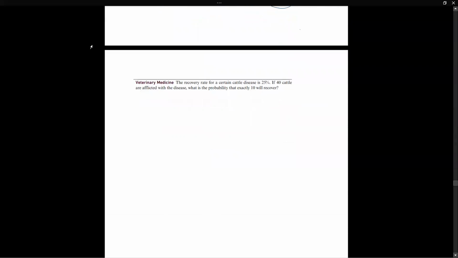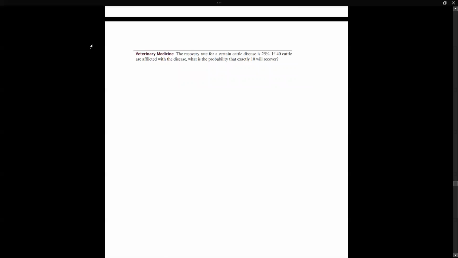Let's do one more here. The recovery rate for a certain cattle disease is 25%. So the target you're looking at, this is what makes it easier for these. What you're given is the P, right? And the number there is the N. So if the 40 cattle are afflicted with the disease, what is the probability that exactly 10 will recover? All right. So the 10 is the K, and you know now what to do from there.